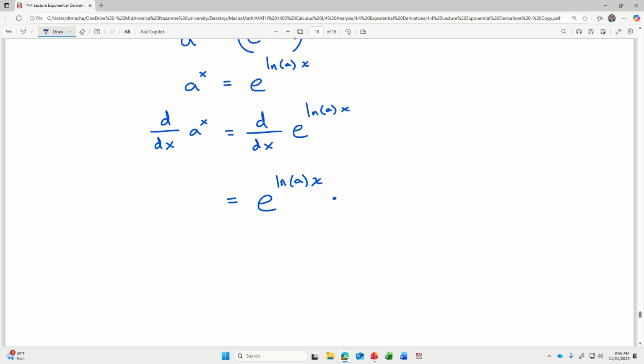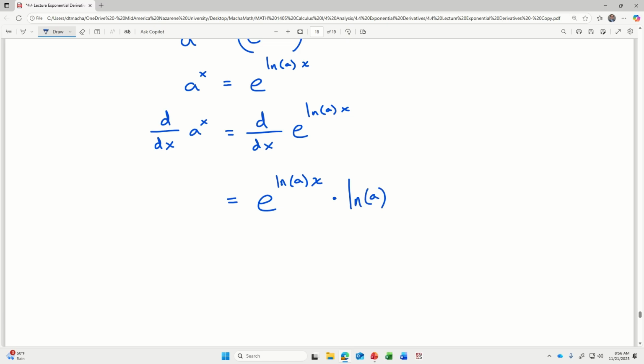1 over a. A is just a constant. So that means natural log of a is also just a constant. So it's just 1. This is just x. So it's just natural log of a. There you go. Kyle's got it. Great job, Kyle.